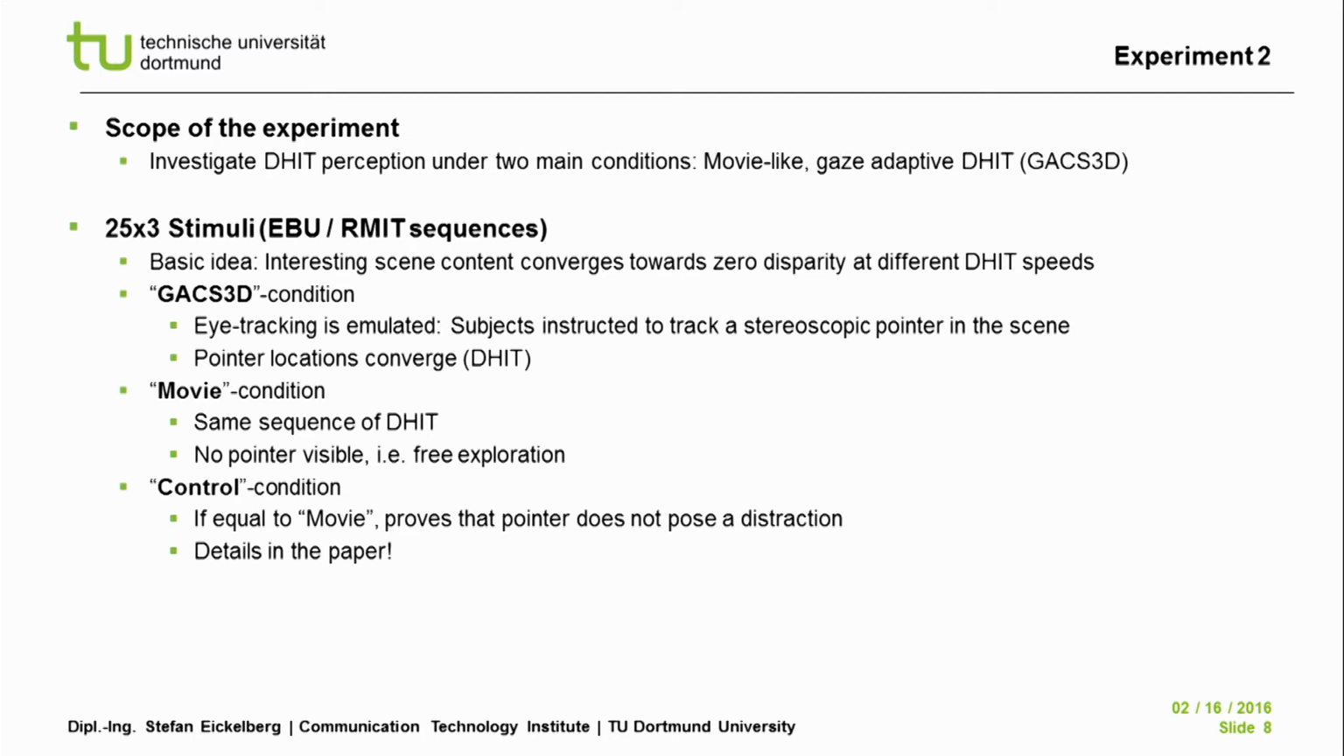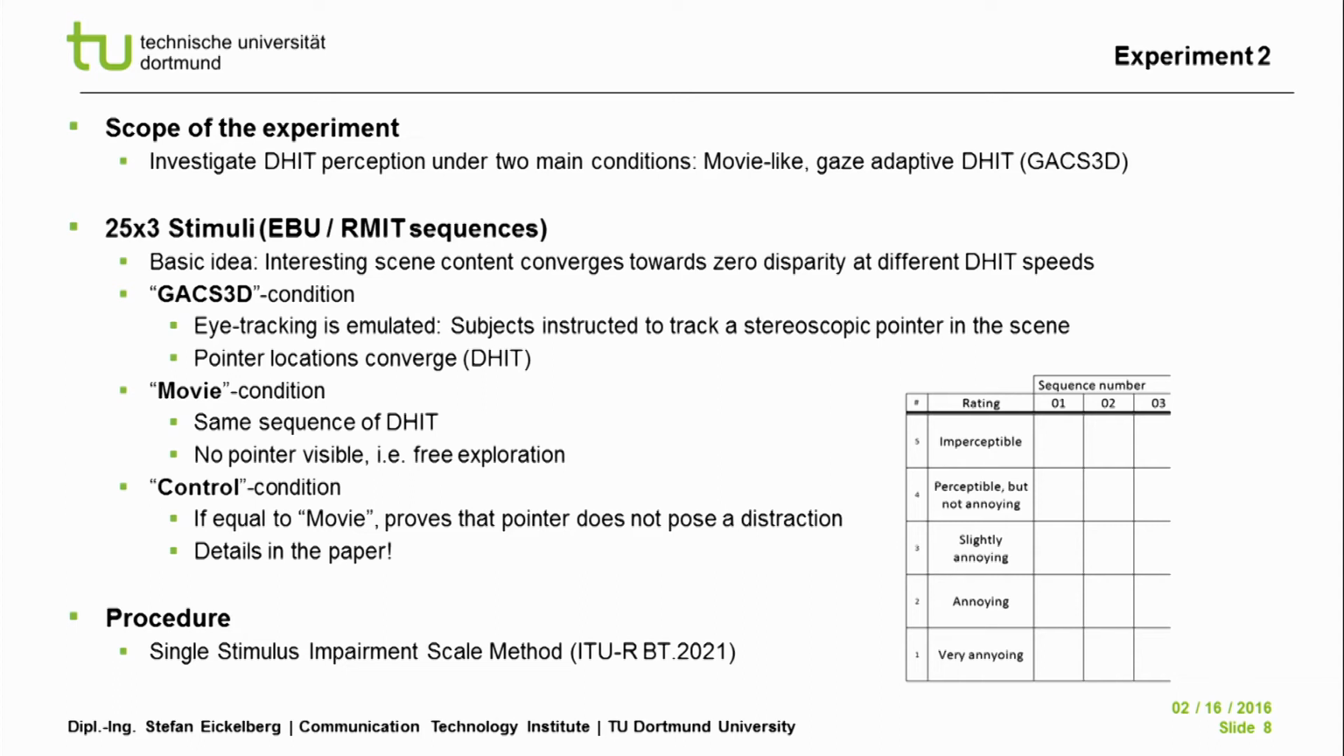Now you might say that this pointer could pose a distraction that influences the results. In order to prove that that is not the case, we also introduced a third condition, the control condition, where a pointer was shown, but the pointer locations did not actually converge. So this is basically the same as the movie condition, in that the eyes and the convergence are not synchronized. Since this test is non-interactive, we used the standard single stimulus impairment scale method, and the impairment scale is displayed here on the right.